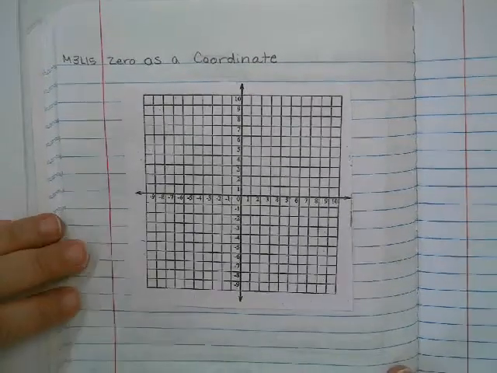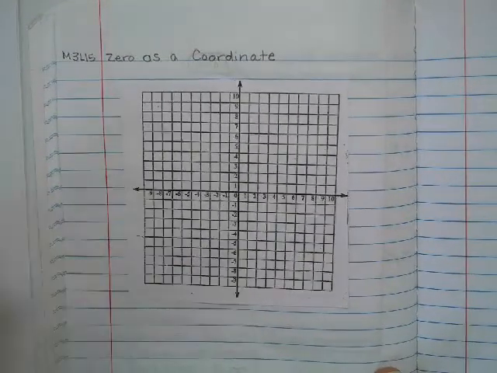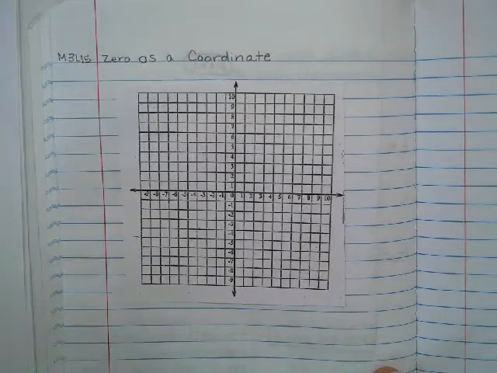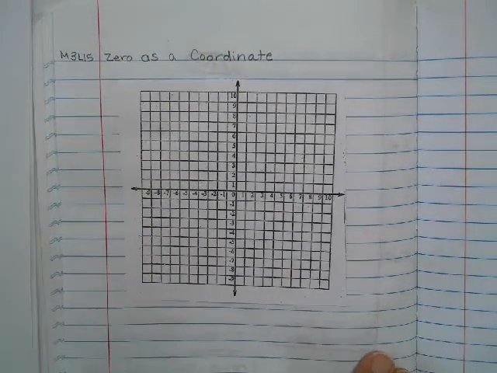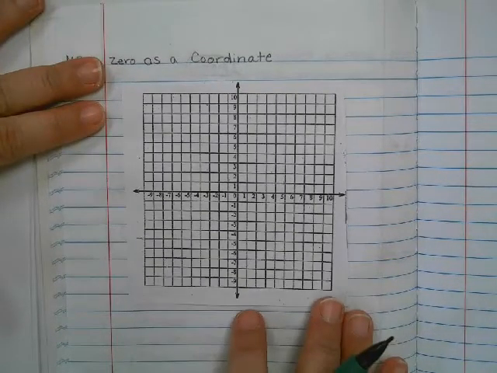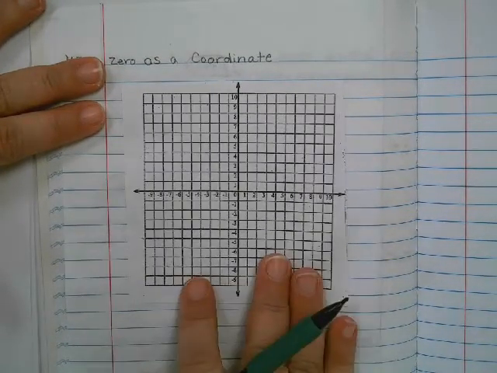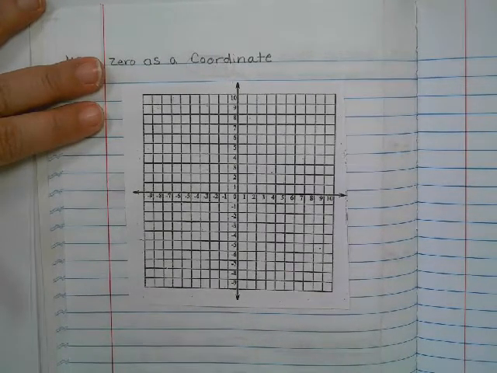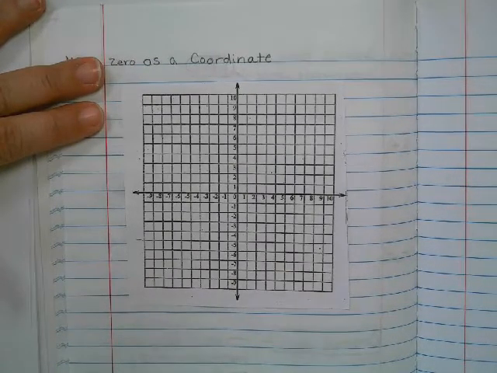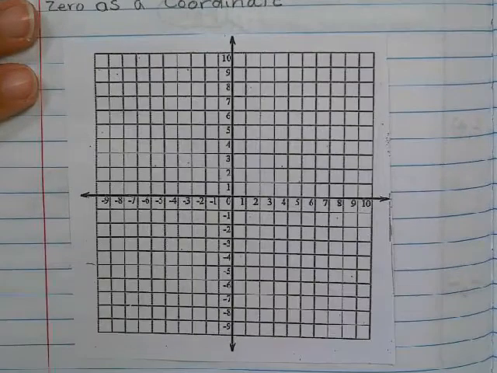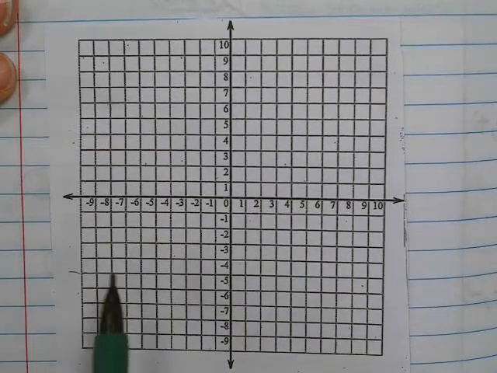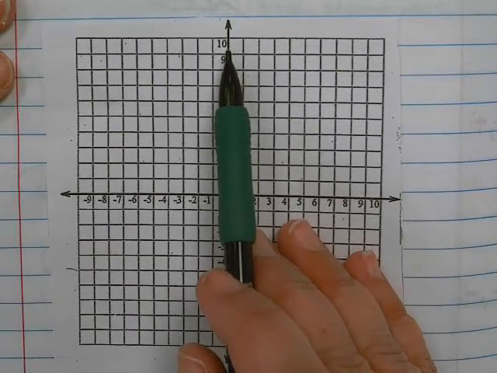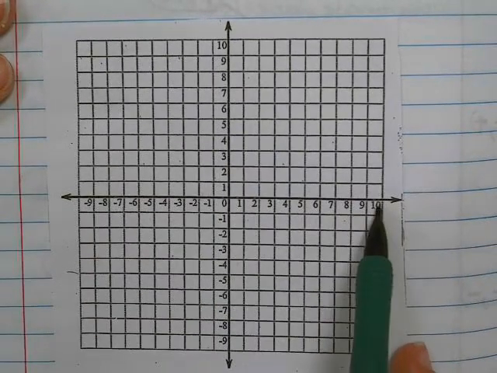Today's lesson is Module 3, Lesson 15. We're going to focus on 0 today. But before we get started, I want you to go ahead and get another coordinate plane to put into your notes because we're going to review a few things from yesterday's lesson. Please make sure when you glue this in that you're gluing it in the correct way. Make sure that you have positive 10 at the top and positive 10 to the right.